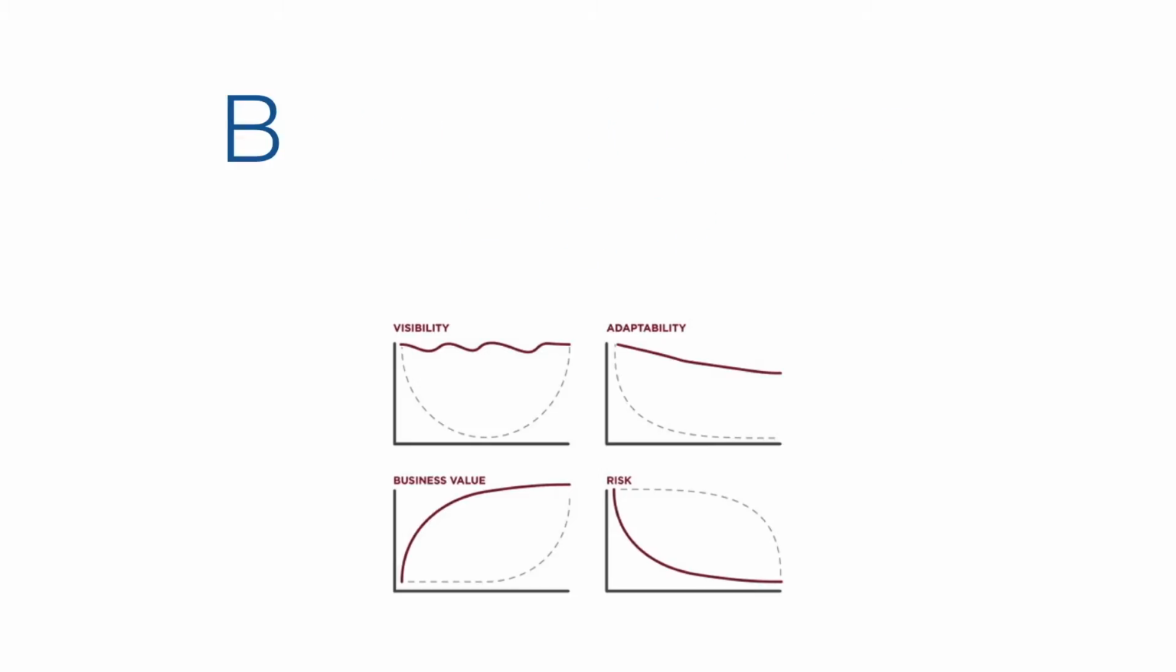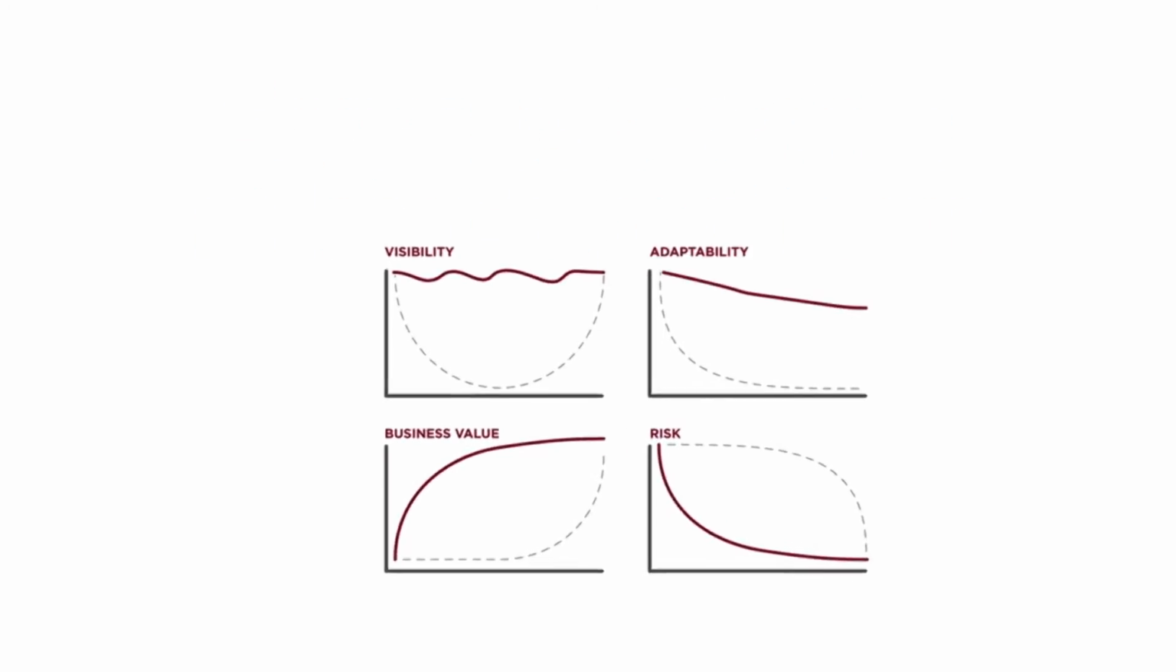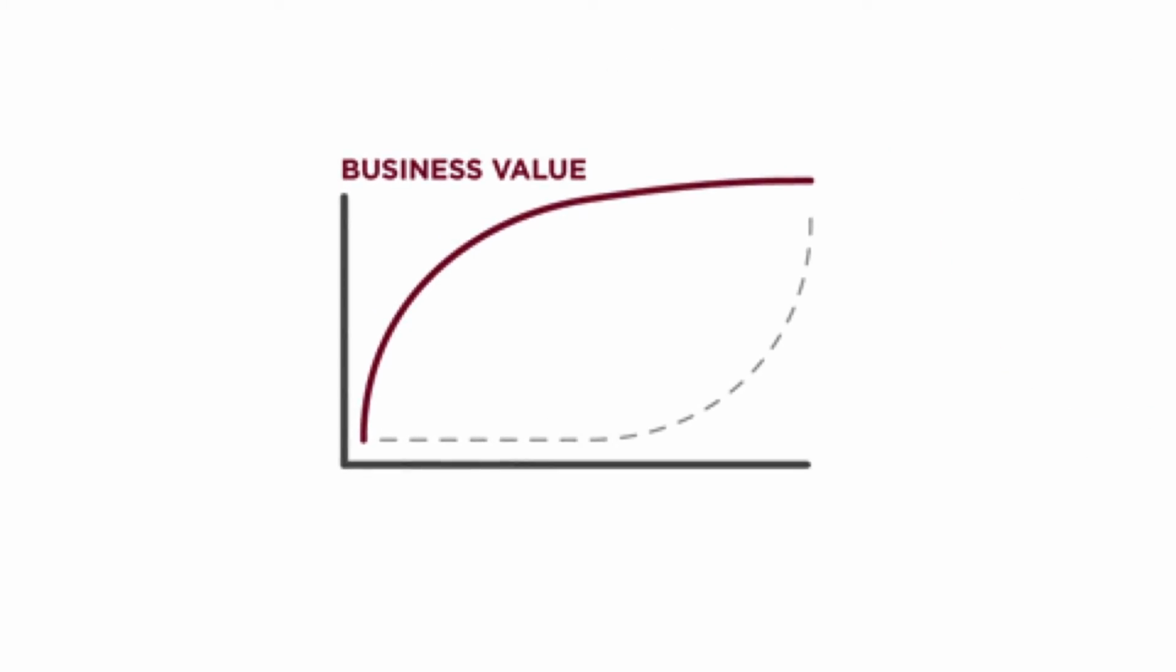Well, I have a couple of bones to pick with at least 2 of these graphs. Today I'm going to concentrate on just one of those, which is the graph of value. The first bone of contention here is the term business value, which I'm not really happy with, at least not in this context. The term I prefer is customer value. The Waterfall project I've been involved with delivered 0 customer value until the day of the big launch.